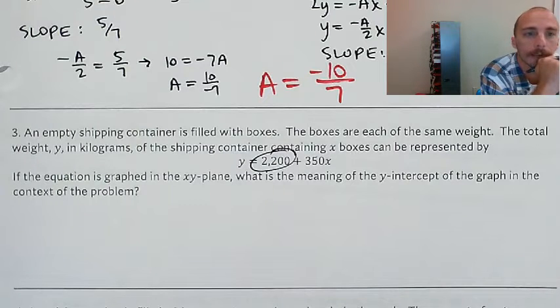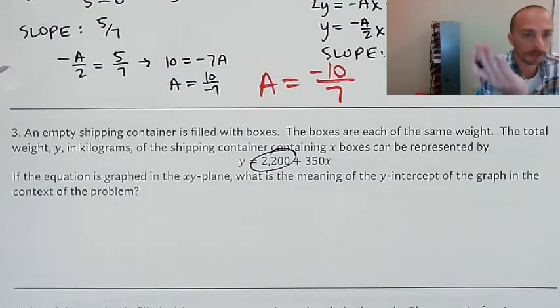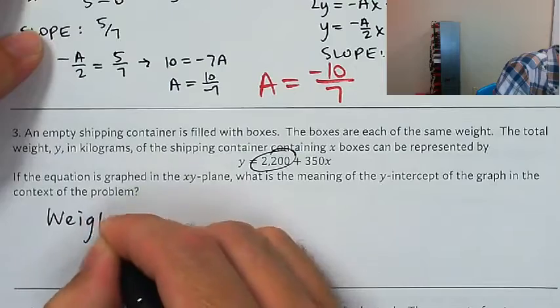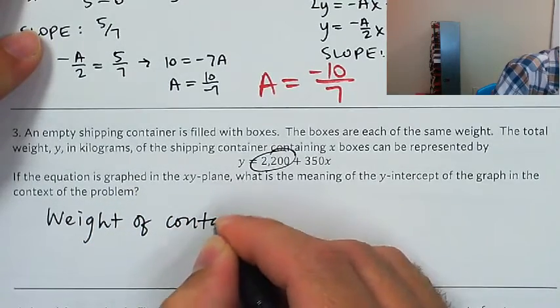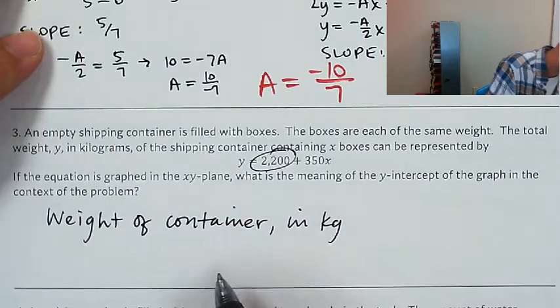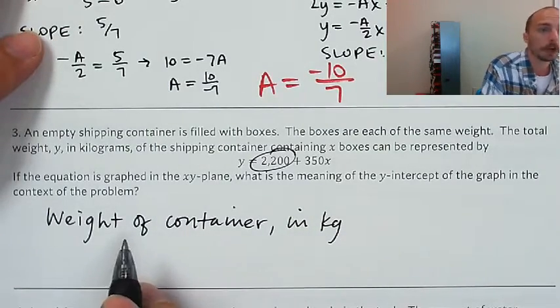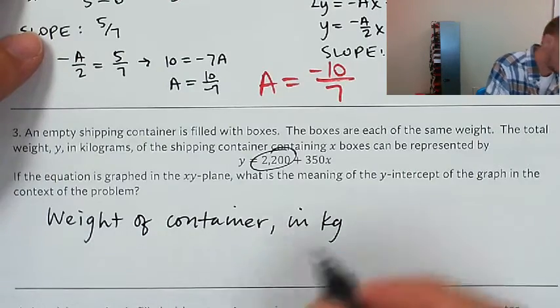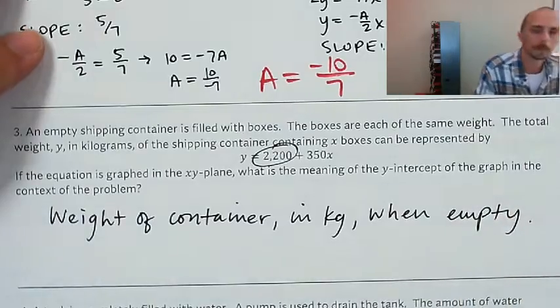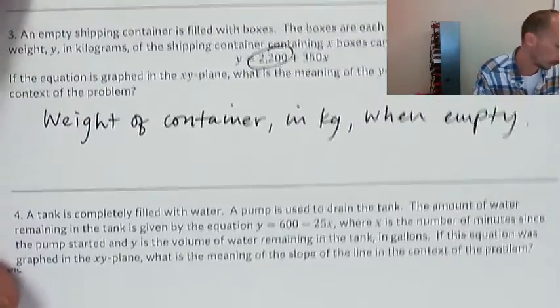That's the y-intercept, right? 2200. And I would say that it's with x equals 0. That's the y-intercept, right? That's what we know from this class. So if x represents the number of boxes, and the number of boxes was 0, well, that would be because the container was empty, and that must be the weight of the container when it's empty. Okay. It did not say to include units of measure, but I'm going to say it's going to be the weight of the container in kilograms when it's empty. Something to that effect would be good in our class.